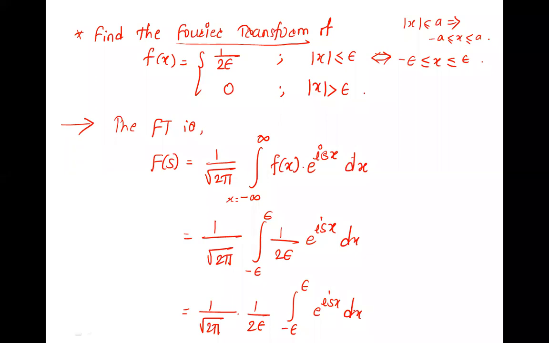What is the integration of e raised to isx? Very good. The integration of e is e itself upon the derivative of this term with respect to x, and the derivative is is. So it is 1 upon root 2 pi into 1 upon 2 epsilon, and the integration is e raised to isx upon is, from minus epsilon to epsilon.